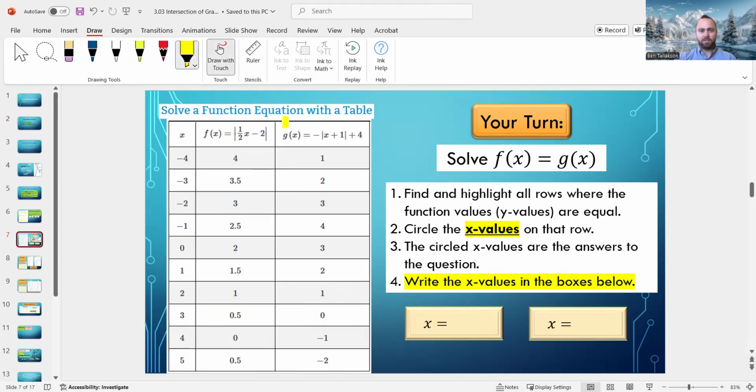So we see f of x and g of x again. We're looking for the same values. I see this row, same y values. Where else? Where else? Right here. So how do we answer this? Well, f of x is equal to g of x at the x value of -2 and +2. Simple, right? Okay, what's next?